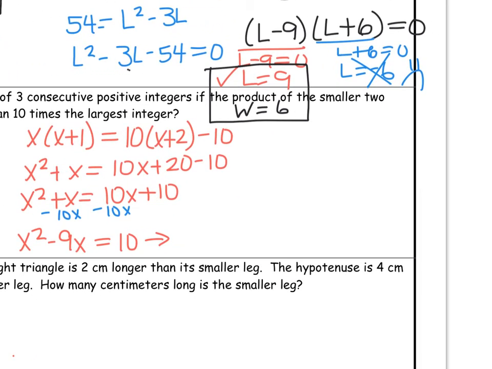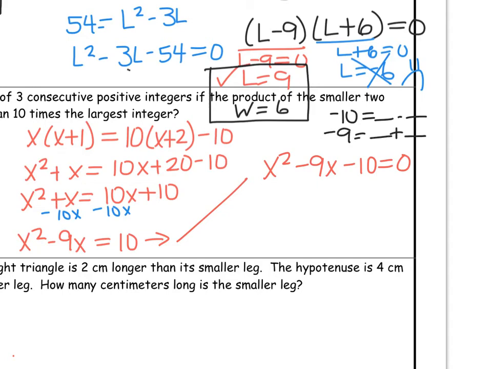I'll move it over here so we have some more room. We'll rewrite that as x squared minus 9x minus 10 equals 0. So we're looking for factor pairs of negative 10 that add up to negative 9. And those factor pairs would be x minus 10 and x plus 1 equals 0.